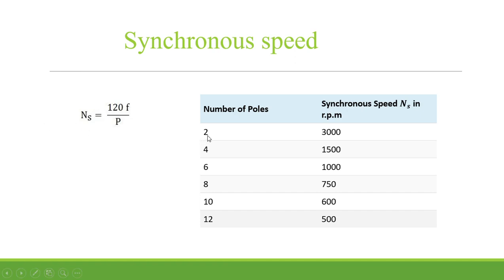So if we vary the number of poles, see, if the poles is 2 and in India the frequency is 50 hertz, for US the frequency is 60 hertz. If you put f as 50 and number of poles as 2, you will get synchronous speed as 3000 rpm. The unit here is rpm. If you put 4 poles, you will get 1500. If you increase the number of poles to 6, you will get 1000, then 8 gives 750, like this. So if you increase the number of poles, the synchronous speed will decrease, because synchronous speed is inversely proportional to number of poles.